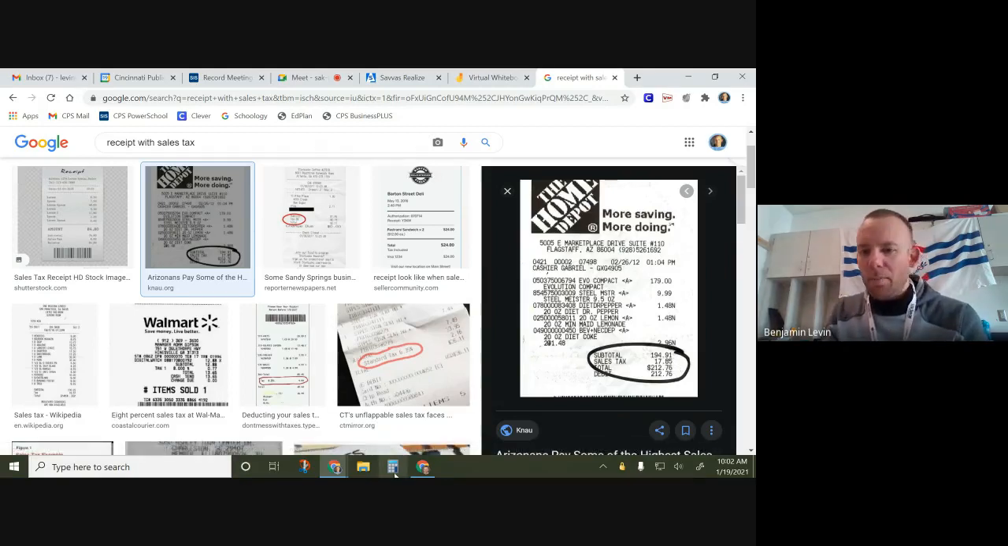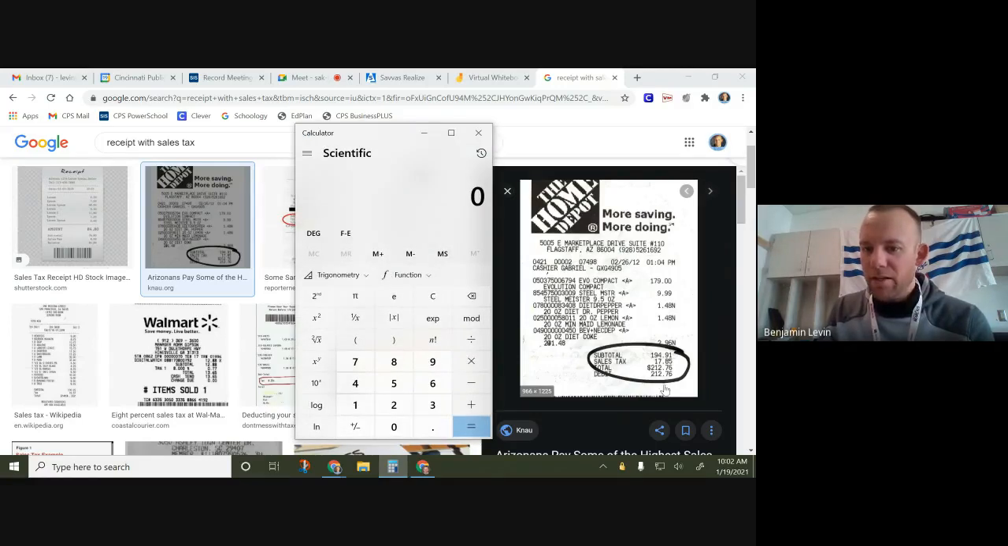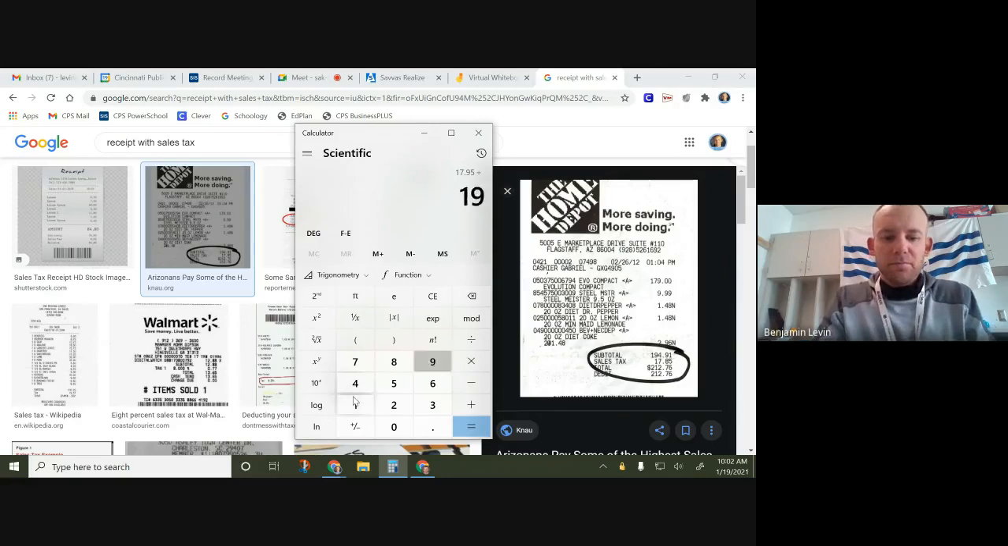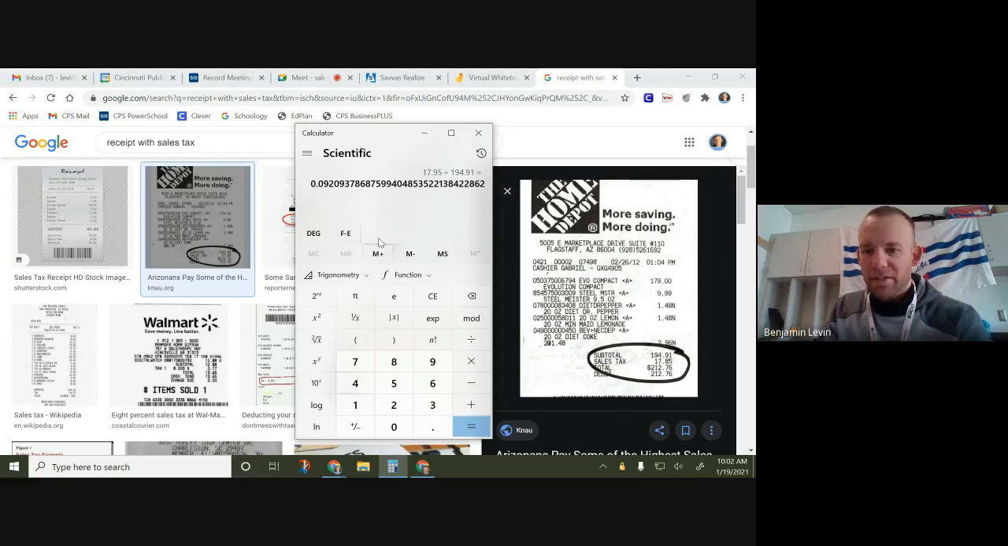So if we wanted to find what percent the sales tax was of the price, we would do $17.85 divided by $194.91. That's a pretty hefty sales tax. Arizona's got a high sales tax, 0.092. That is 9.2%. 9.2% sales tax in Flagstaff, Arizona. That's hefty. Pretty hefty.